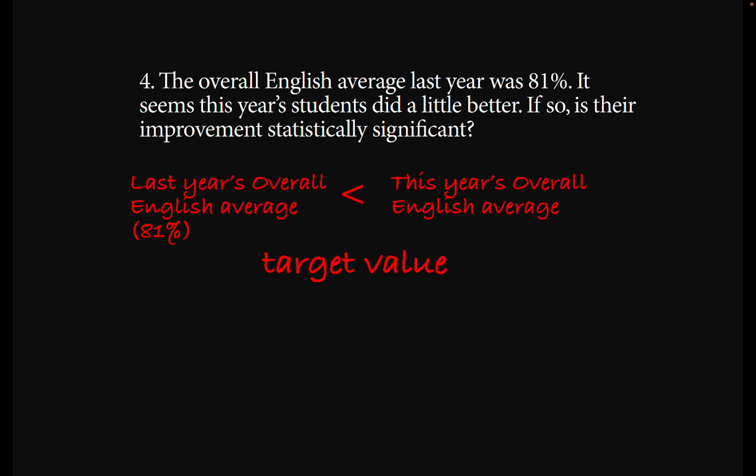And in the target value, the hard number that I know is mu0. So in this case, mu0 is smaller than this year's average. So we have that mu is larger than mu0. This is the way things are set up on the answer sheet.